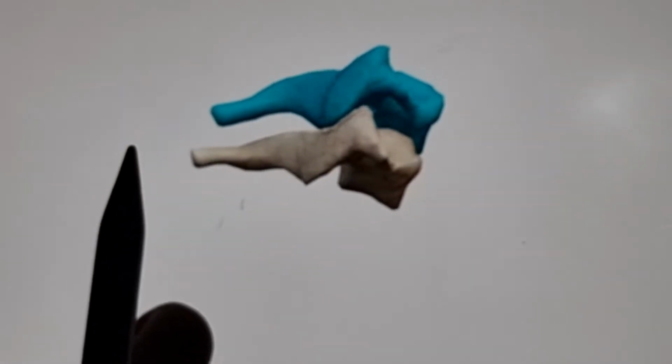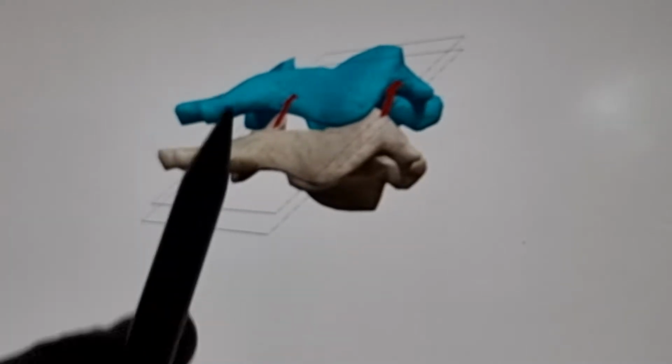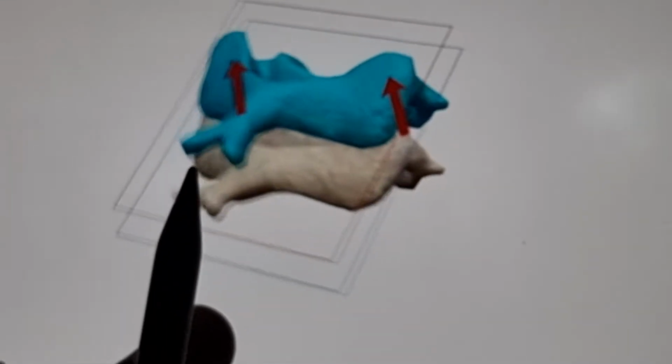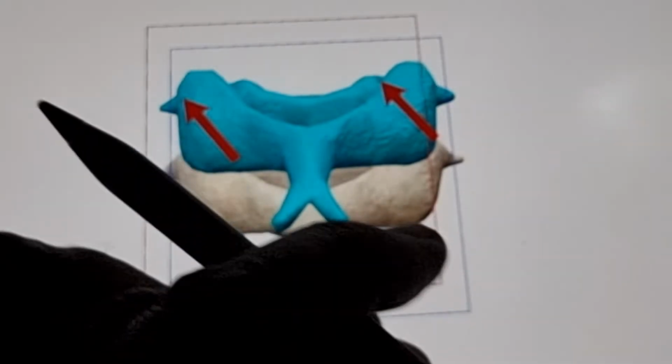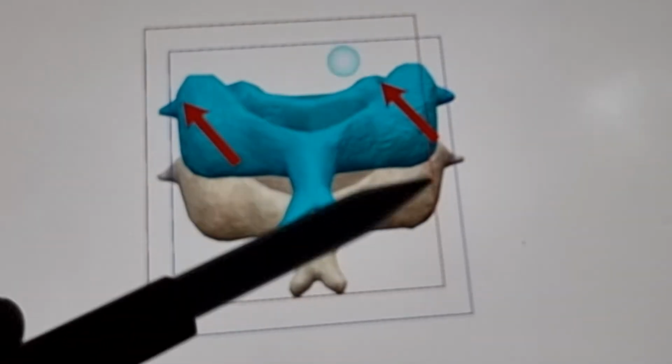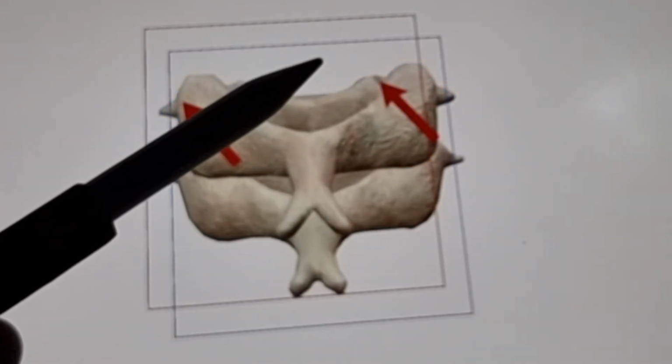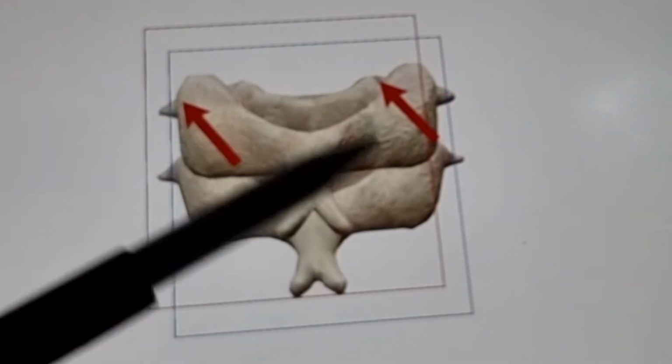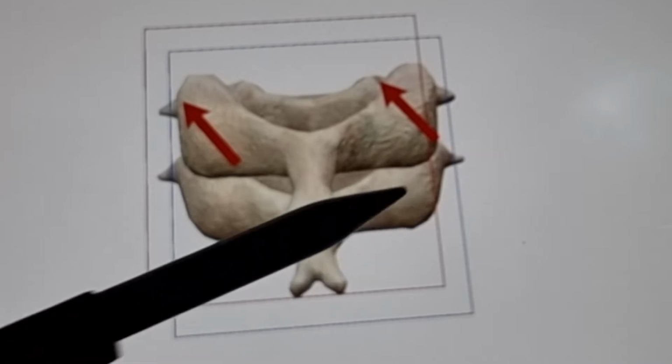So the uncovertebral joint allows this to go in a straight line to a certain extent. But there is a very interesting straight line motion here. And this is also very important because this particular motion is resisted by the attachment points of multifidus. And multifidus is obviously very important for spinal stability.